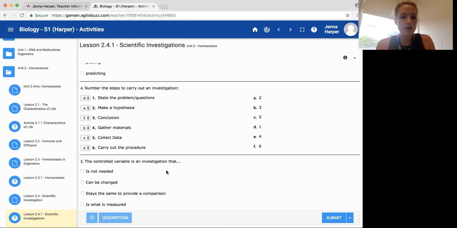Okay, so number 5, the controlled variable in an investigation is the controlled variable. Sorry, chat on phone isn't great. No problem, Rachel. We're just so glad you're in the meeting. Okay, the controlled variable in an investigation is what is not needed, can be changed, stays the same to provide a comparison, or is what is measured.